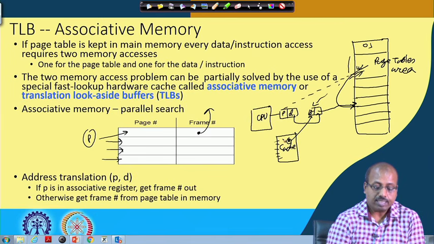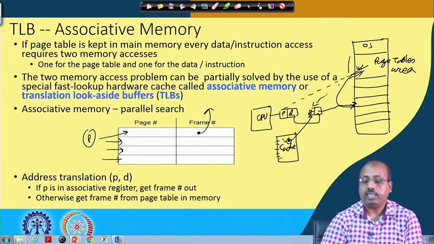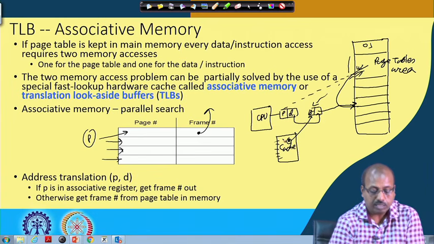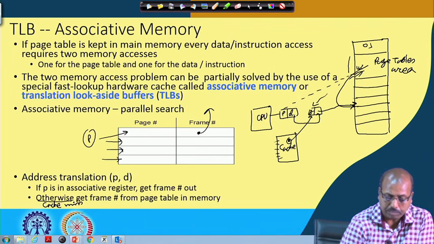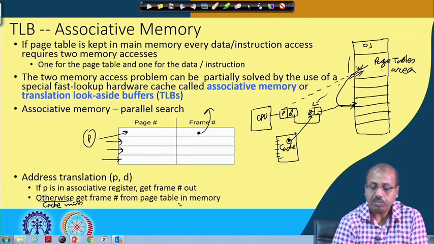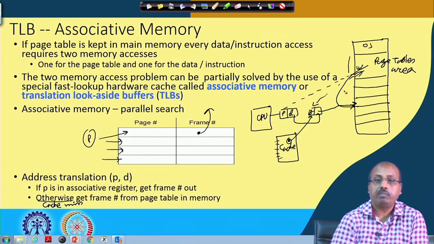So, in this address translation mechanism, if p is in the associative register, get the frame number out; otherwise, get the frame number from the page table in memory. That is the idea, and the otherwise case is called a cache miss situation. If a cache miss occurs, it has to access the page table and get the frame number from there, and while that is done, this cache is updated with that page number and frame number combination.